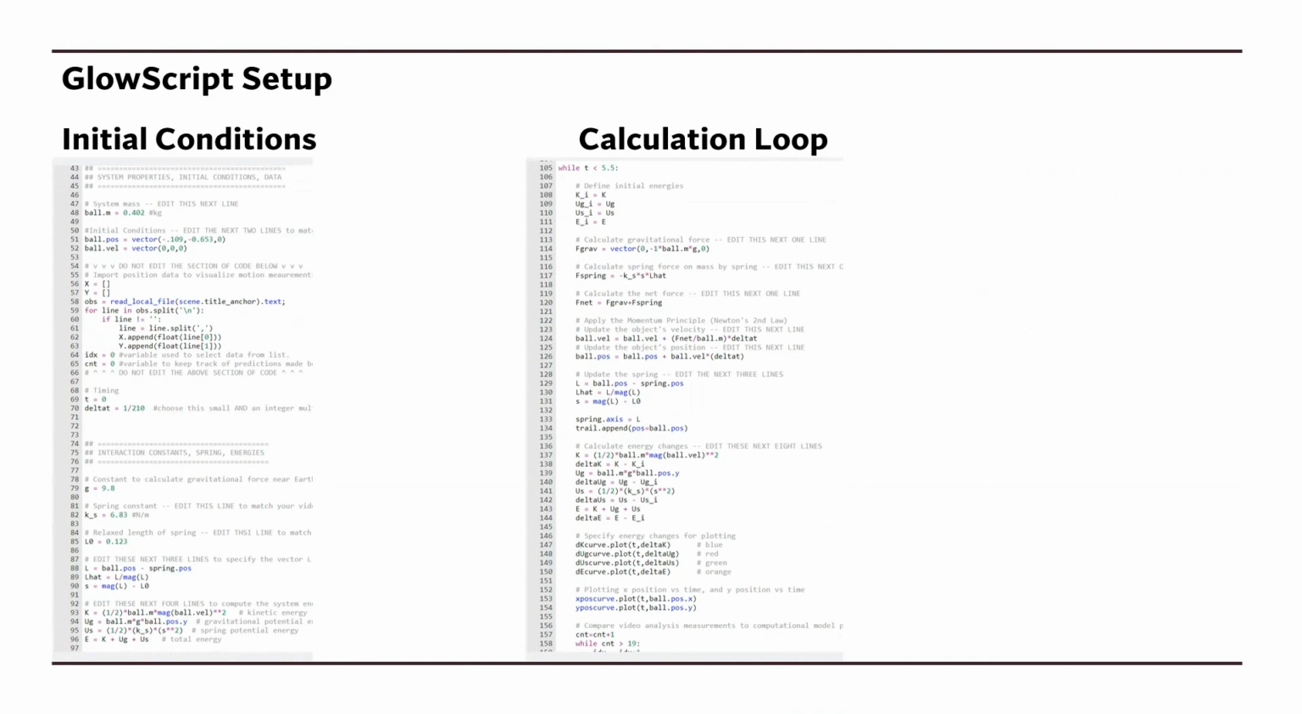For our initial conditions in the GlowScript, you can see the previously mentioned initial conditions inputted in the correct areas, as well as the formulas for the spring variables and the energies. In the calculation loop, we started by defining our initial energies as the energy from the previous time step, and then we calculated net force and then calculated the velocity and position of the ball, and then we updated the spring, and then updated our change in energies. Following that, we graphed everything so we could compare to our Tracker data and see how the changes in energy change over time.